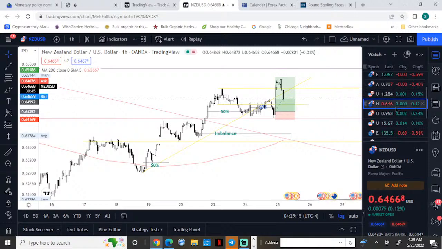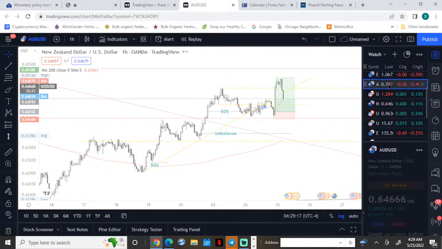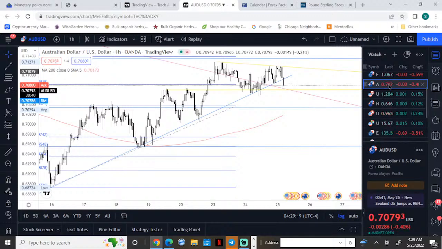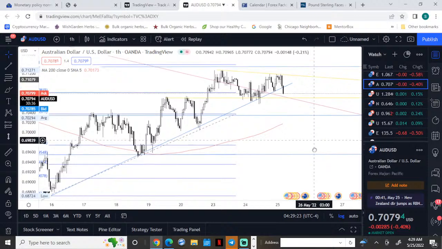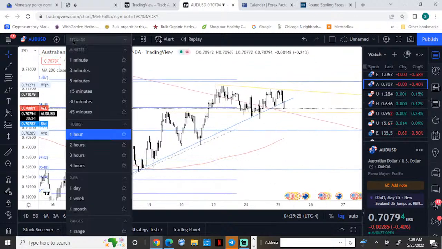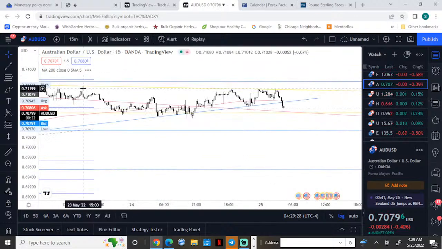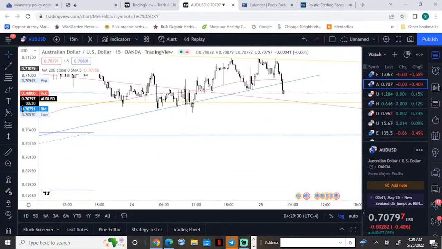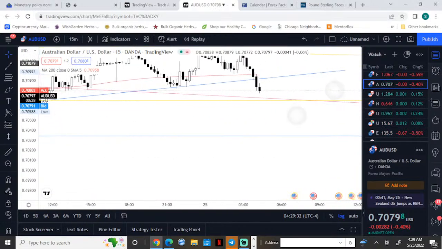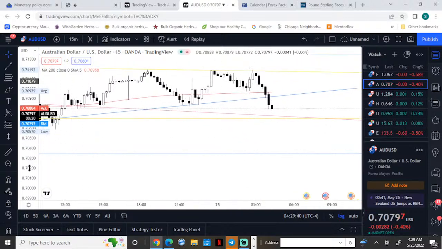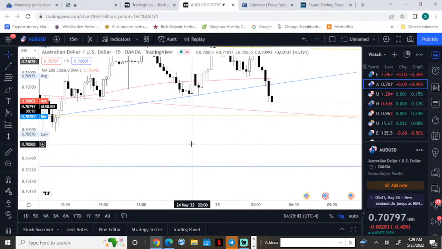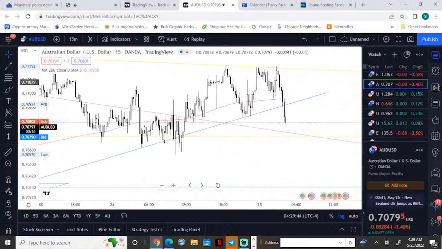Let's see, it's 4:30. Almost. Let's go back to AU. Let's see what we got. We got a nice drop still. Did we get a retest on the 15 minute? Not quite. Not quite a retest, but still getting a nice drop.